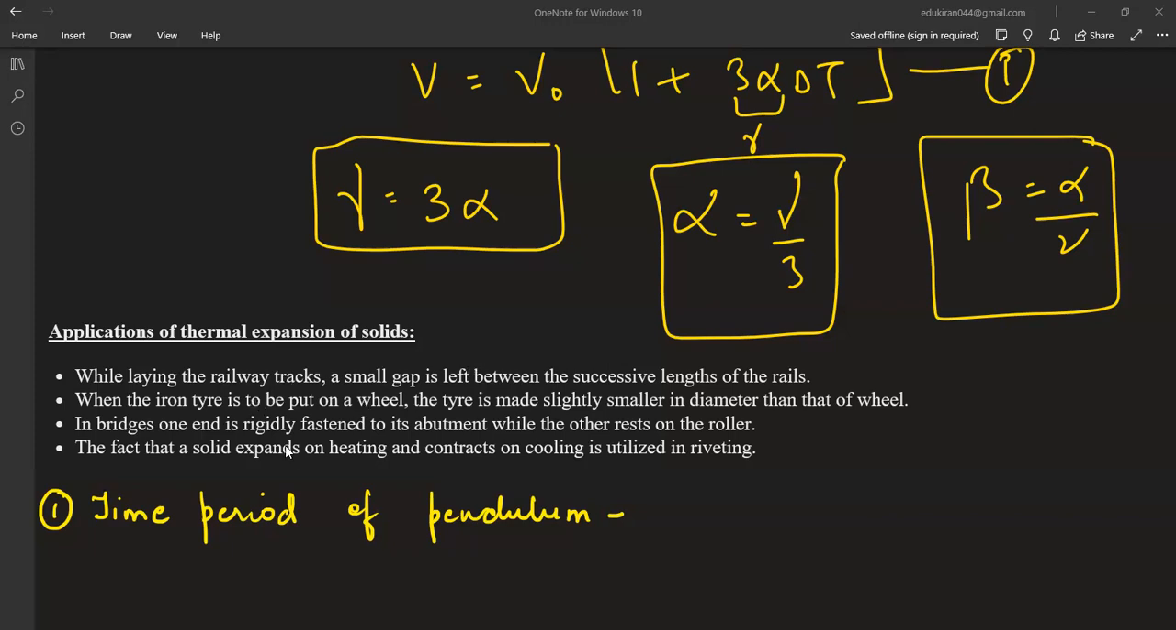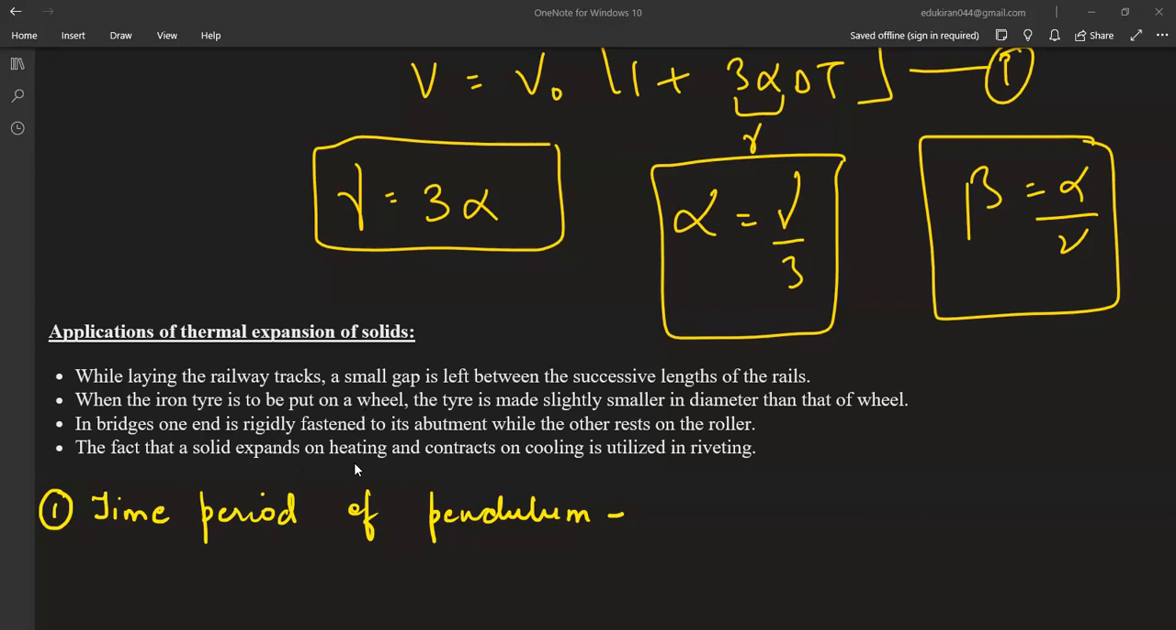When the iron tire is to be put on a wheel, the tire is made slightly smaller in diameter than that of the wheel. Why? Because thermal expansion will occur, then it will fit exactly on it. Otherwise, if the same size is there, then the iron tire will be bigger than the wheel, so that will not produce perfect rolling motion.